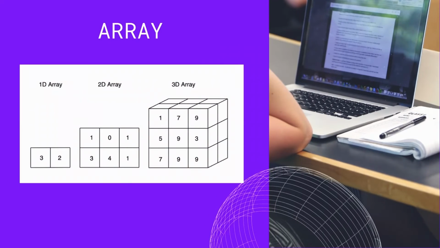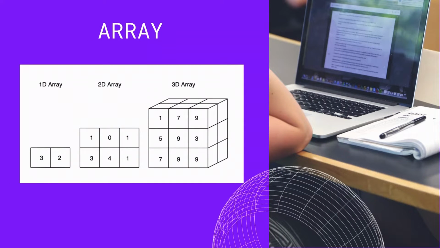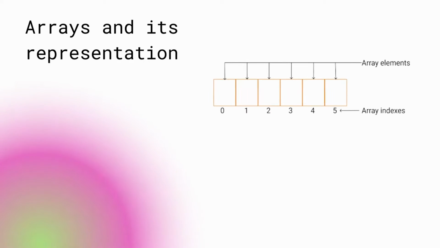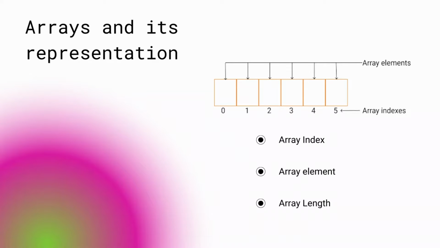An array is a linear data structure which is a collection of data items having similar data types stored in contiguous memory locations. By knowing the address of the first item, we can easily access all items/elements of an array. Arrays and its representation is given below.